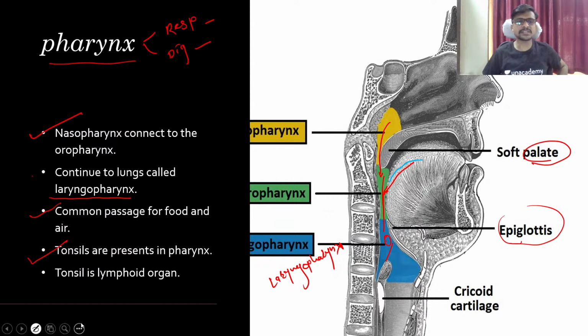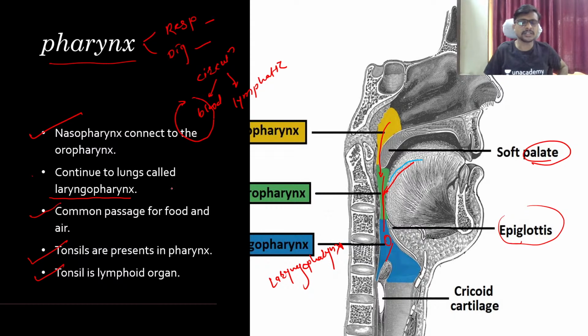Tonsils are present inside of the pharynx, and the tonsil is a lymphoid organ. We know we have two circulatory systems. One is the blood circulatory system, and the second one is the lymphatic system. Blood circulation is a complete process, meaning it starts from the heart and ends in the heart. So it is a two-way system, heart to body and body to heart. But the lymphatic system is always from the body to the heart.